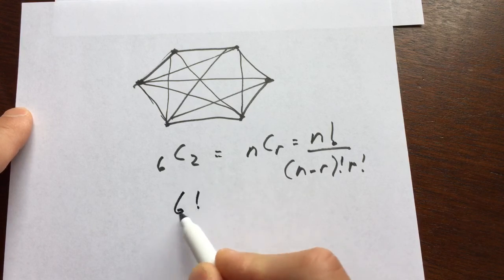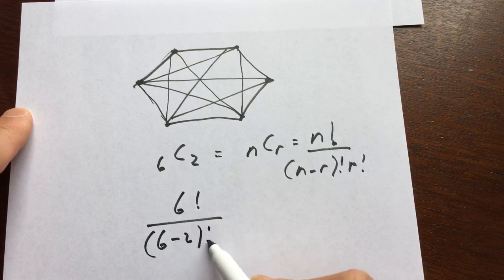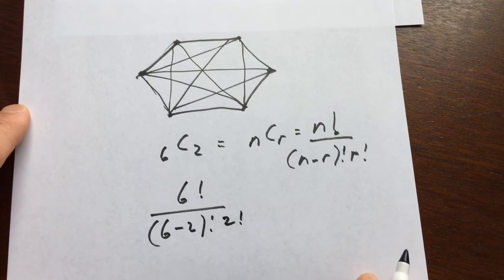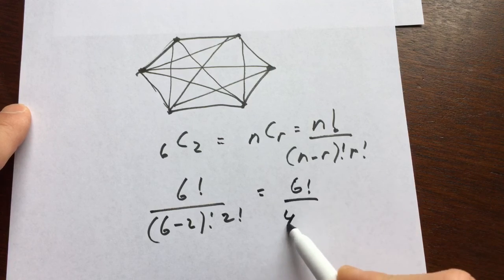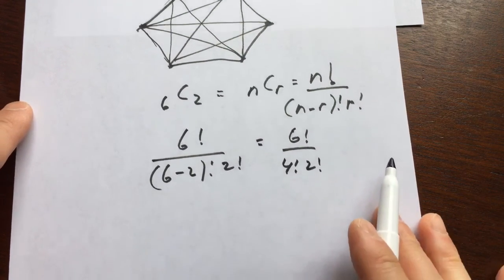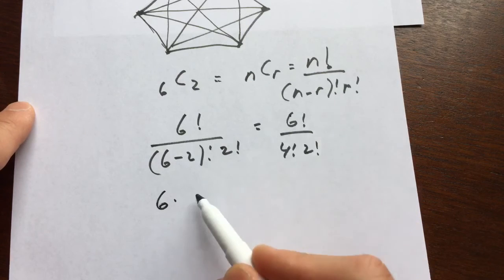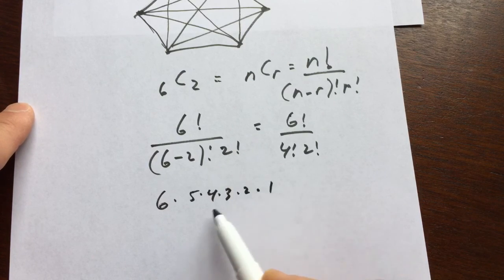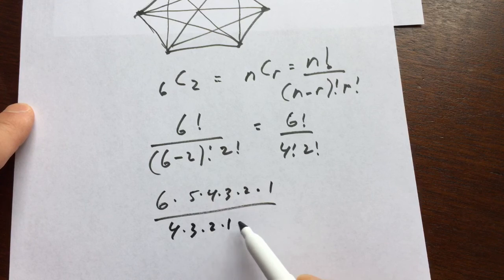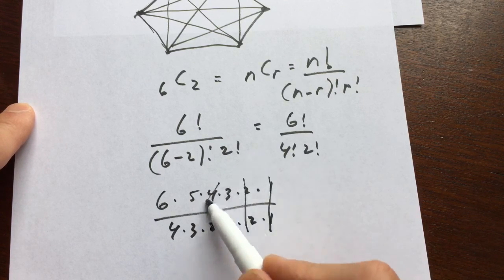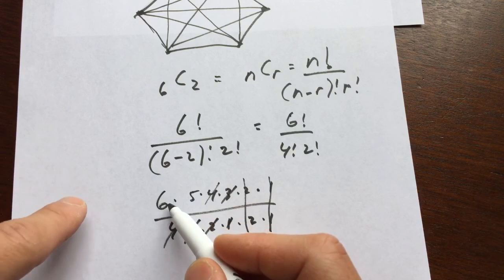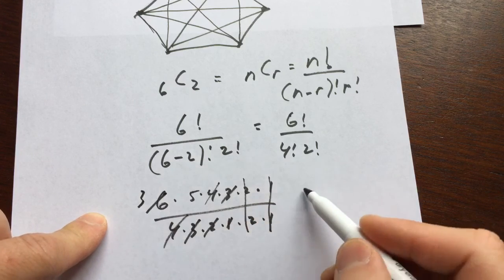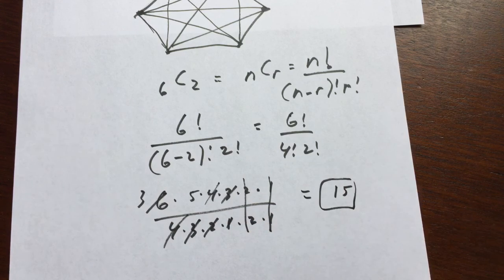So this would be 6 factorial over 6 minus 2 factorial, 2 factorial. If we simplify that down, that's 6 factorial over 4 factorial, 2 factorial. Remember the way factorials work: you start at the number and multiply down until you get to 1. Same thing here, 4, 3, 2, 1, and for 2 factorial, 2 times 1. We've got a lot of cancellation occurring here, so I'm just crossing these out. 2 times 1 is 2, and 2 goes into 6 3 times. So it looks like there should be 15.